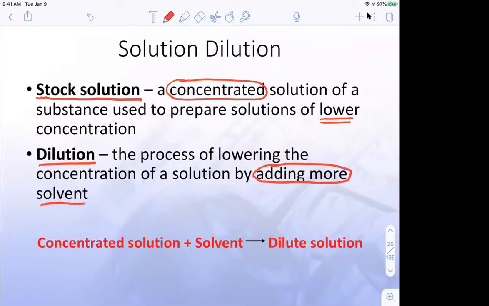If I add more solvent, my volume of the solution increases. The amount of the solute doesn't increase. I'm only adding solvent. I'm not adding any more solute. So the volume gets larger, which means the concentration gets lower.